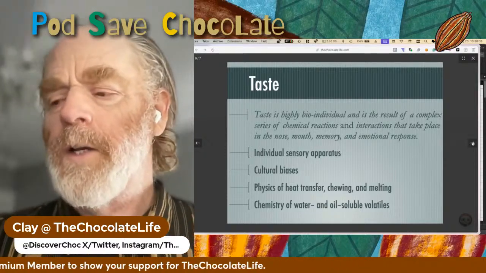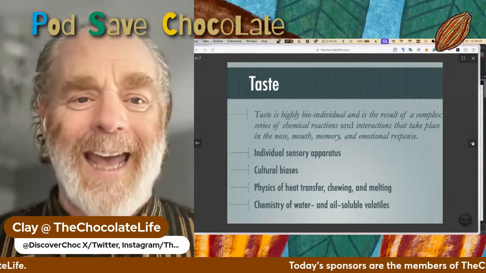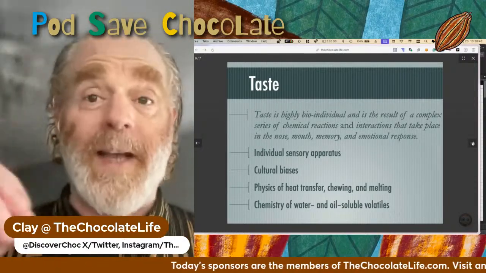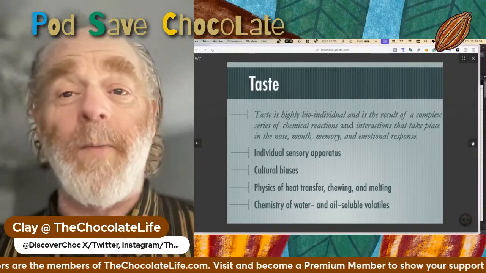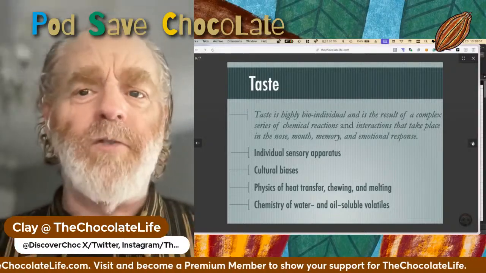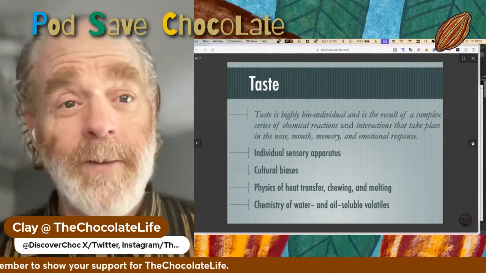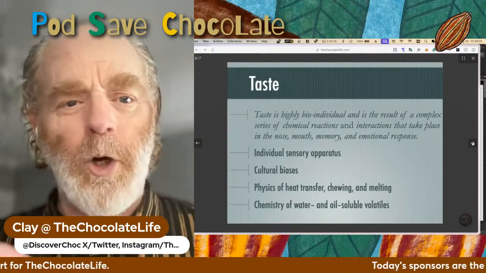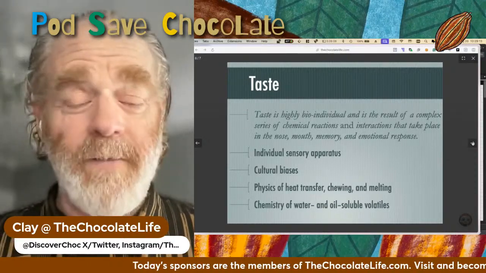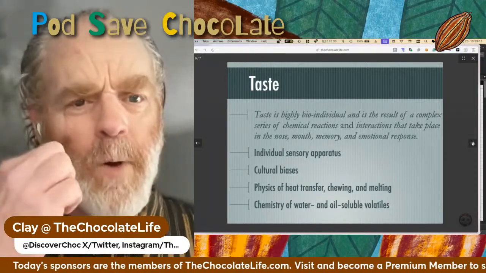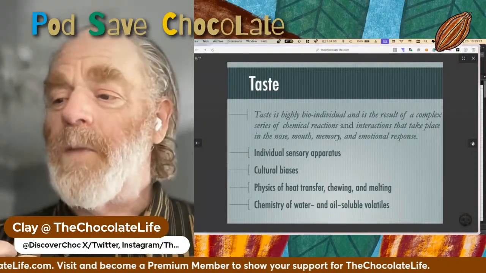what the differences are. So we have the physics of heat transfer, and then we also have the chemistry of water and oil soluble volatiles. Again, for example, the sugar crystals are water soluble, and there are going to be molecules from the cocoa beans that are fat soluble. And so we can change the perception of sweetness by changing the physical size of the sugar crystal that's in the chocolate, and whether or not the sugar crystal is completely enveloped in fat, right? If it's not fully enveloped in fat, and I have larger crystals, then when I put it in my mouth, I'm going to get a much more rapid and much more intense sensation of sweetness, right?